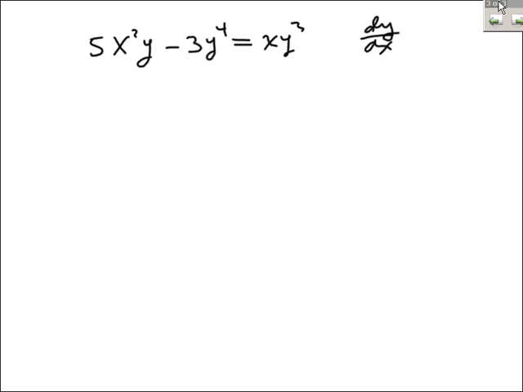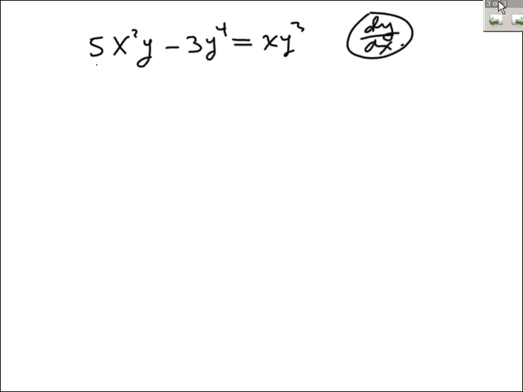Suppose you have 5x squared y minus 3y to the fourth, and this is equal to xy cubed. Okay, and we want to find dy/dx.